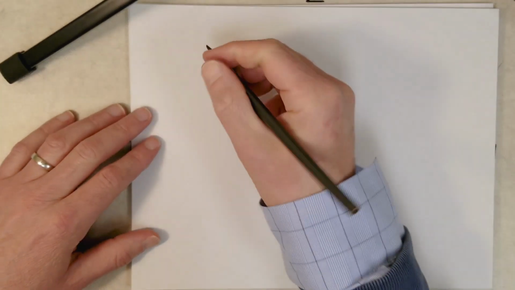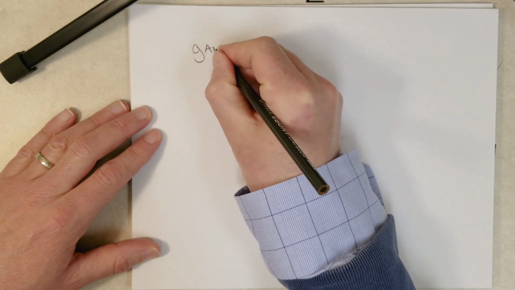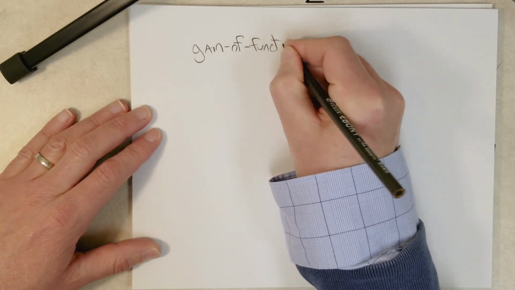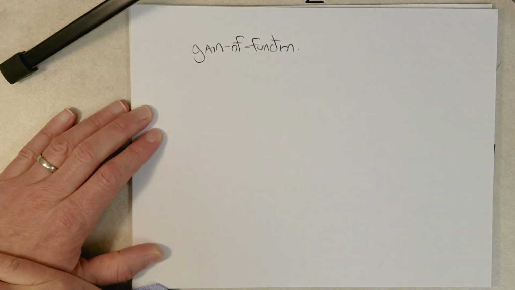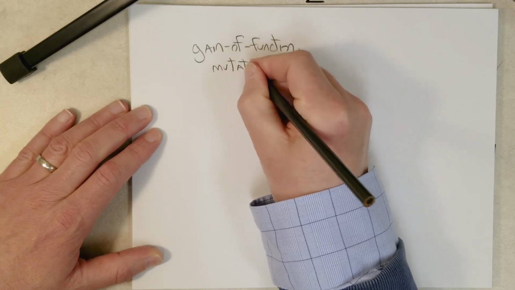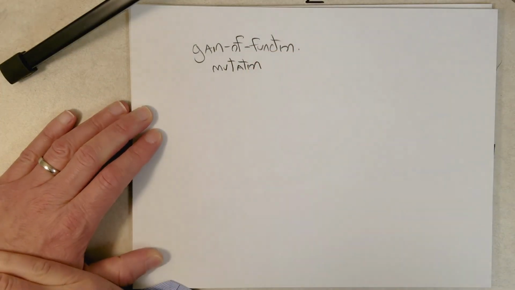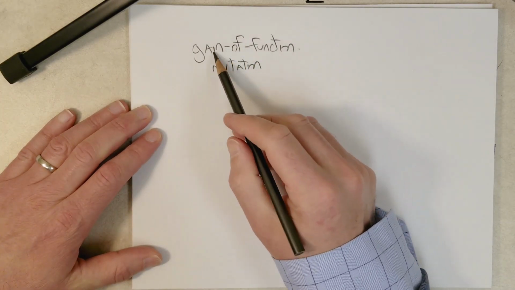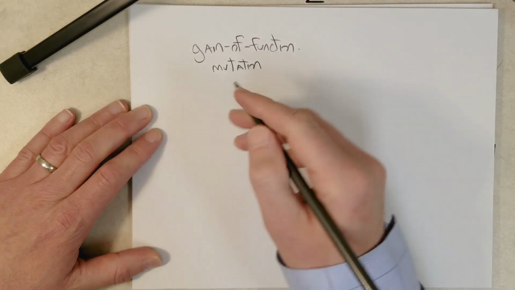So first, let's take the gain of function mutation. I forget exactly why, but we did cover this briefly in the beginning of the course. I think we were talking about how a mutation could be dominant over the wild type sequence. But here, let's review this again, a gain of function mutation.